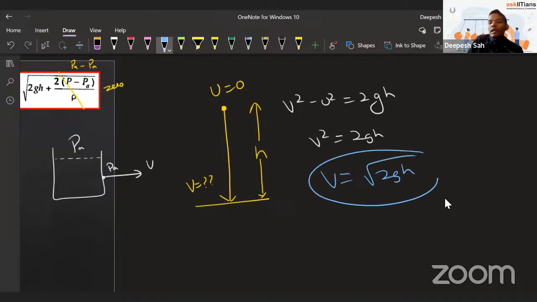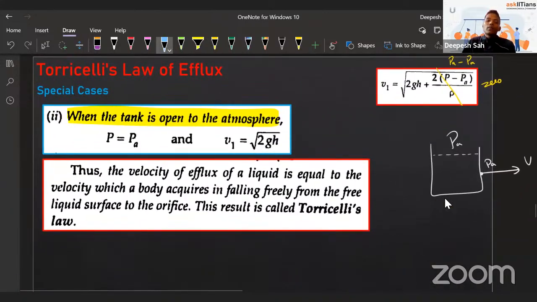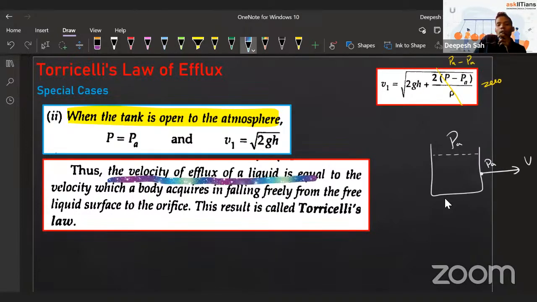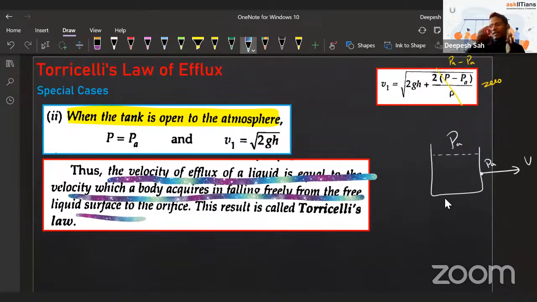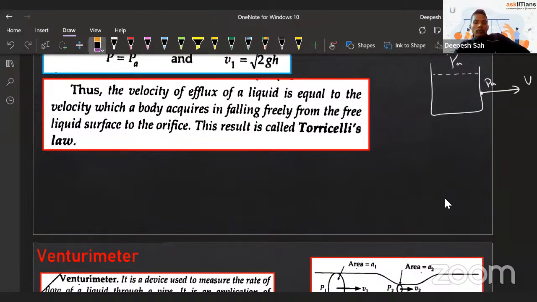So the same formula is there for a falling body, and the same formula is there for a liquid coming out of a small hole. That is why we say the velocity of efflux of a liquid is equal to the velocity with which a body falls freely from a free liquid surface. Basically, that's the whole thing. Okay. Now, this was Torricelli's law of efflux.